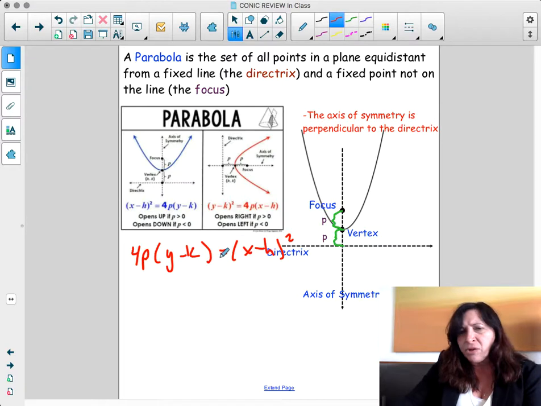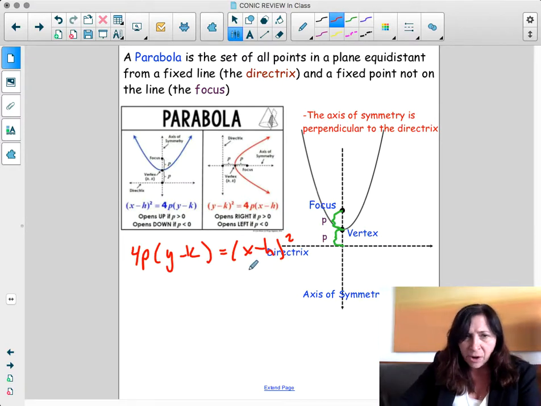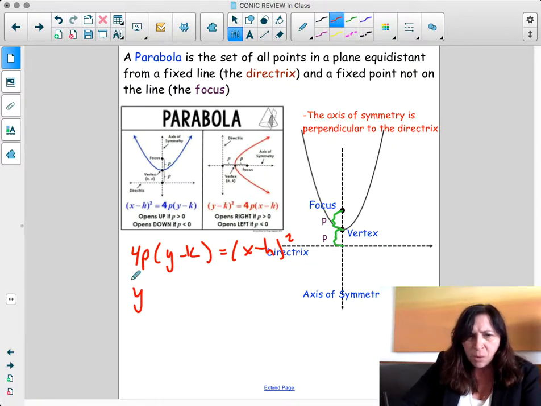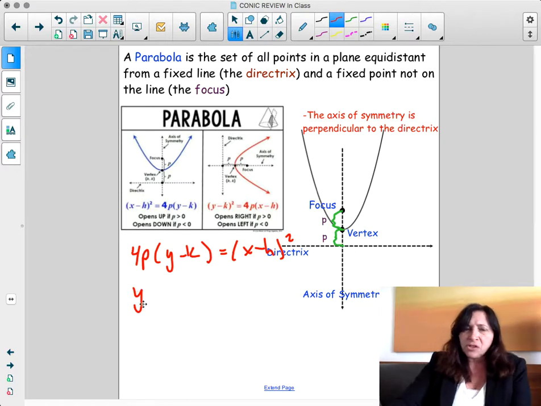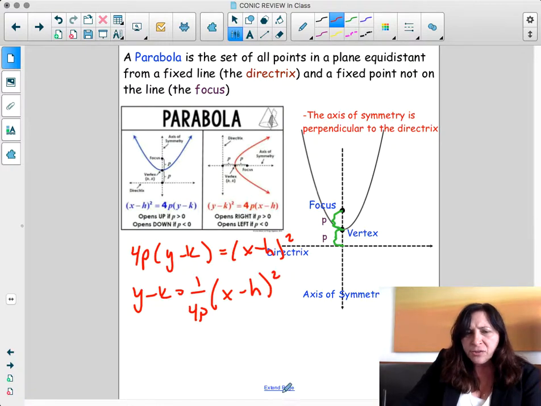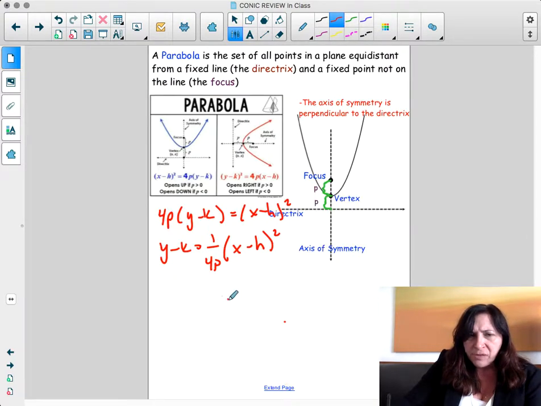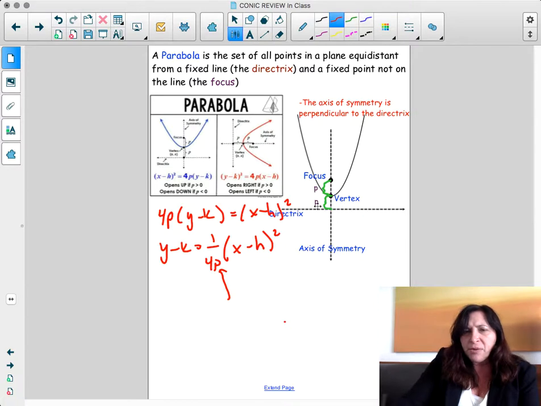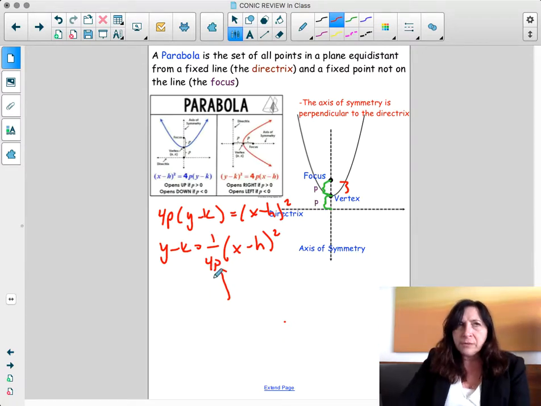Now, a lot of people write their equations like this, and this is completely fine. I personally prefer my squared terms on the right and also this 4p. I want my y term or my x term, if it's not squared, by itself. So this is going to be y minus k equals, I'm going to divide out the 4p, so 1 over 4p times the quantity x minus h squared. Remember what I said p was: this length right here is the distance from my vertex to my focus. So depending what that is, let's say that distance was 3 units, I would go 1 over 4 times 3, which would be 1 over 12.